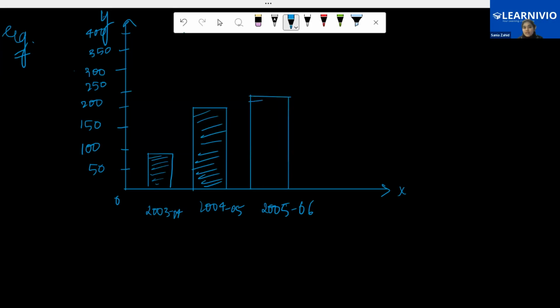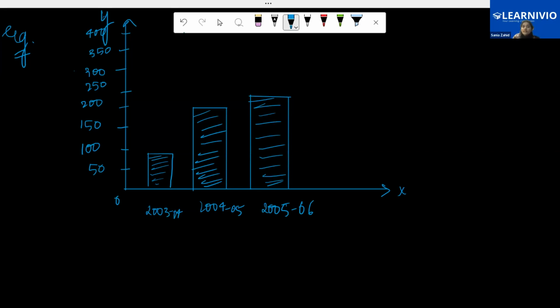Now what is this bar graph trying to tell us? I could have just directly written this data also. But sometimes the data is so vast that writing it is a very tedious process. Here it is a very small data, I'm just mentioning the data for 3 years. Sometimes the data can be very vast. So point number one is when the data is very huge, we can easily represent it with the help of a bar graph.